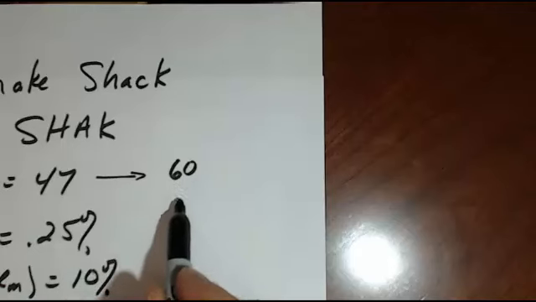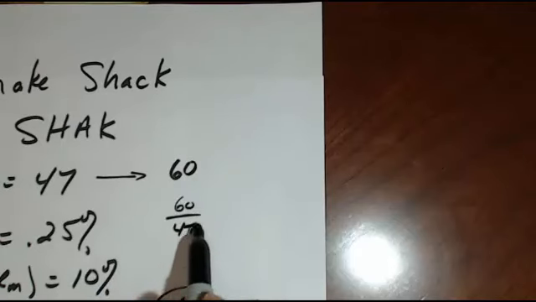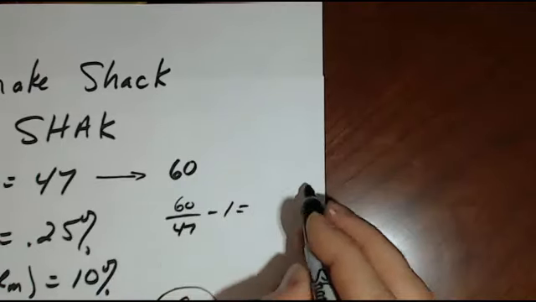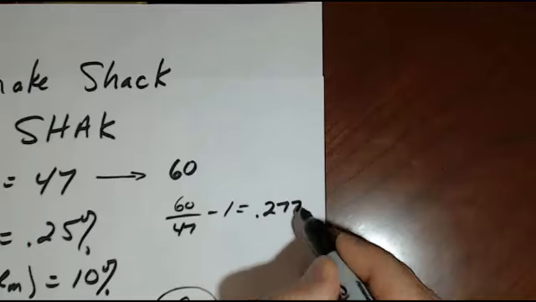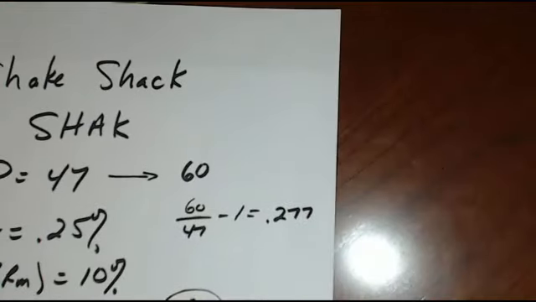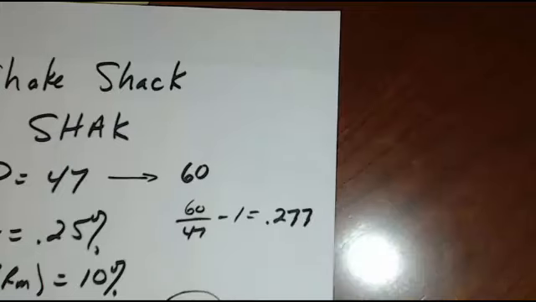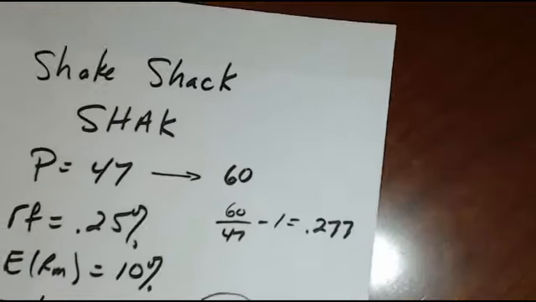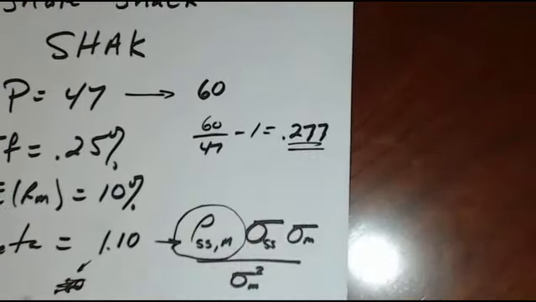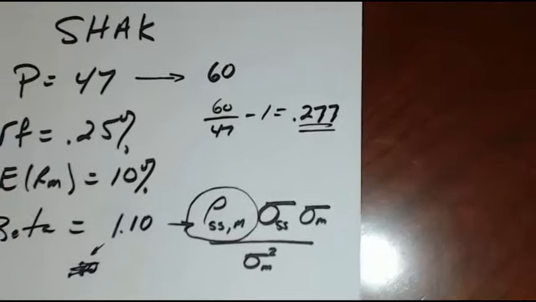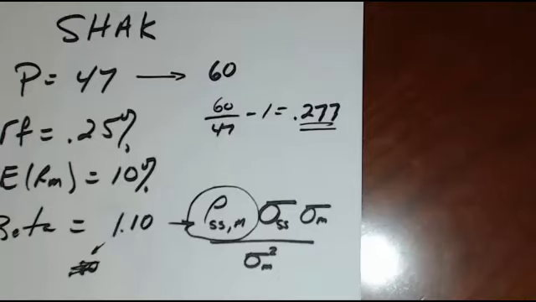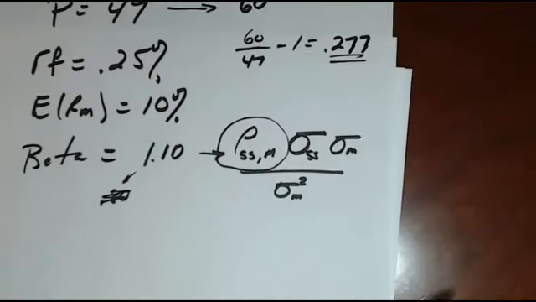That turns out to be 60 divided by 47 minus 1, about 0.277, almost a 28% return. And so that's pretty high. Let's see if we can use that in conjunction with the security market line to see whether or not we think this stock is over or undervalued. But before I go further, let's actually compute the expected return on Shake Shack.